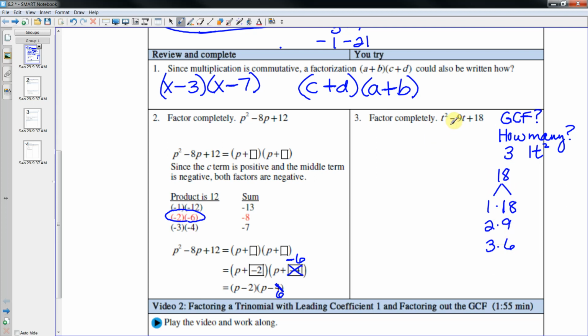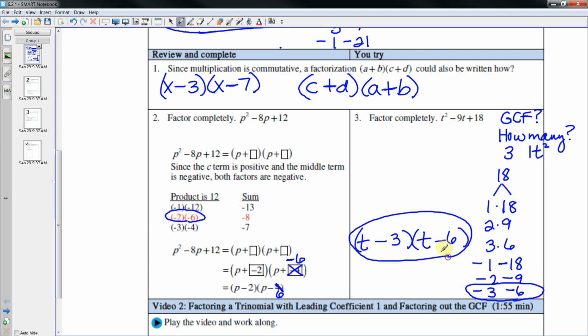Okay, now I'm trying to get a negative 9 in the middle, so I know I've got to put some negative ones in here. So negative 1 times negative 18, negative 2 times negative 9, negative 3 times negative 6. The negative 3 and negative 6, those are the ones that add up to a negative 9. So I come over here and I make my parentheses. I split my t squared up into t times t, and I have a minus 3 and a minus 6. There we go.